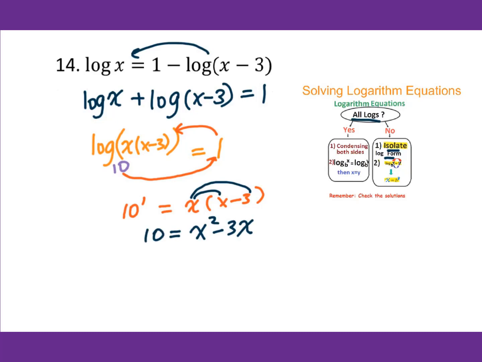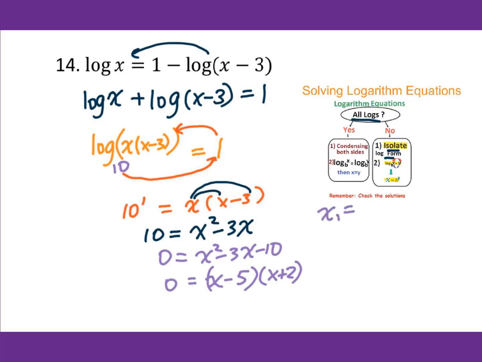We move everything to the right side. You get x squared minus 3x minus 10 equal to 0. And then we do factor. That's x minus 5 times x plus 2 equal to 0. Then we got x equals 5 or x equals negative 2.